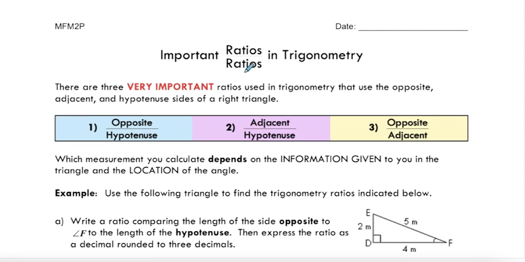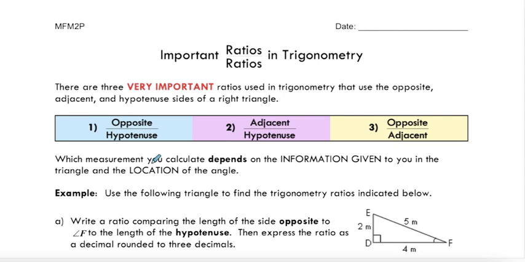Important ratios in trigonometry. There are three very important ratios used in trigonometry that use the opposite, the adjacent, and the hypotenuse sides of a right triangle, which we explored and figured out how to label in our previous lesson. The three ratios are number 1, opposite over hypotenuse, 2, adjacent over hypotenuse, and 3, opposite over adjacent.